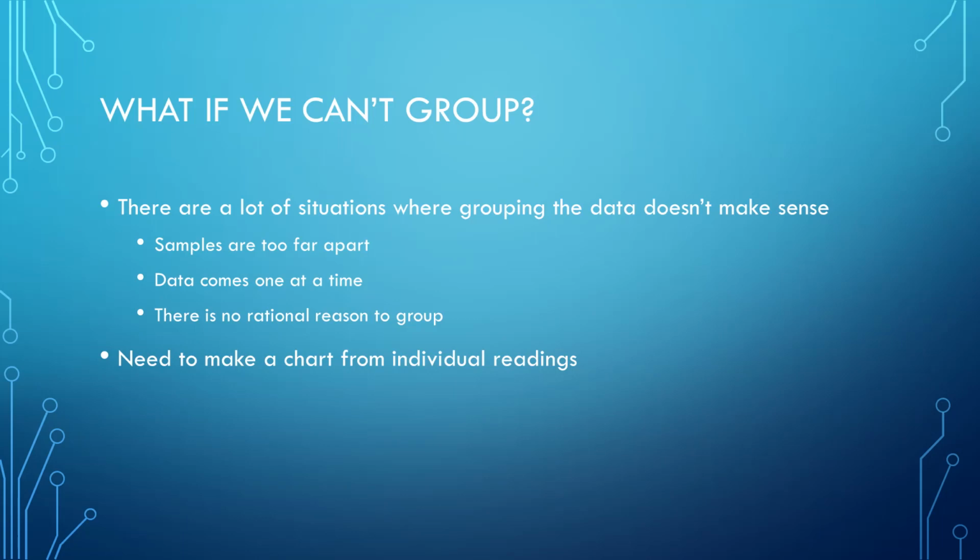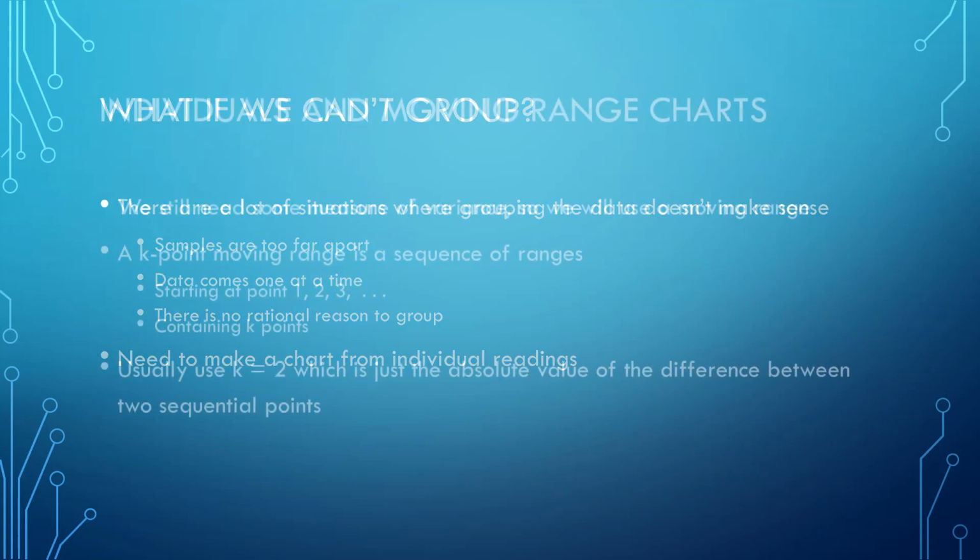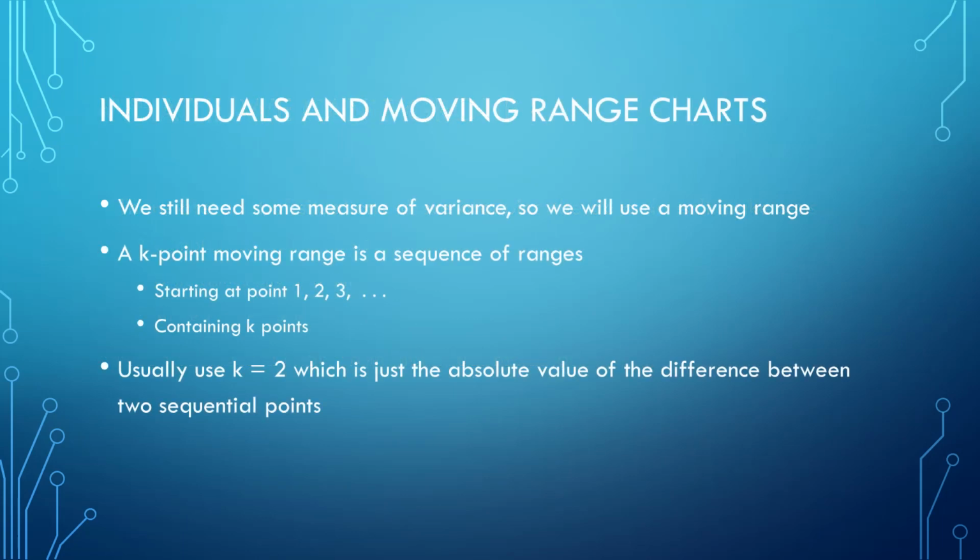So in these situations, instead of grouping, we're just going to make a chart from the individual readings. So these charts are called individuals and moving range charts. We still need some measure of variance. But instead of grouping things, we will use a moving range.